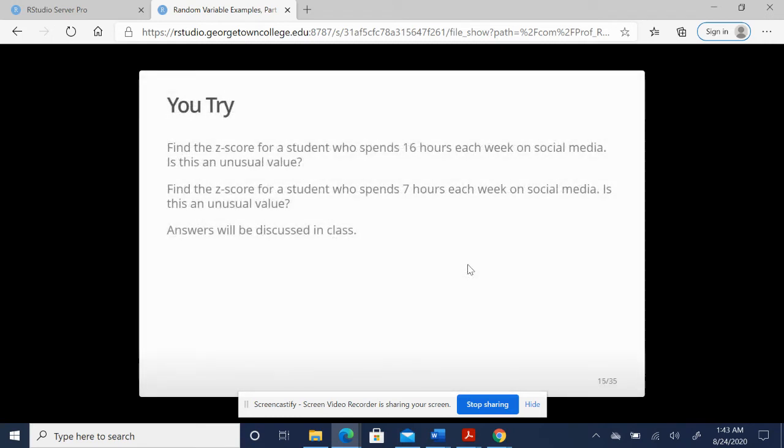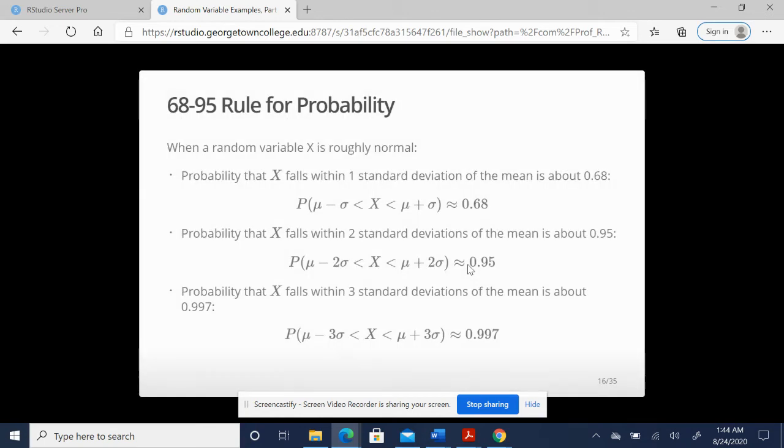So now let's take this again. This is a practice problem. You need to stop the video and see if you can calculate it yourself. Find the Z-score for a student who spends 16 hours a week on social media. Is this an unusual value? Find the Z-score for someone who spends 7 hours each week on social media. Is this unusual? Okay, we'll have a video for these as well.